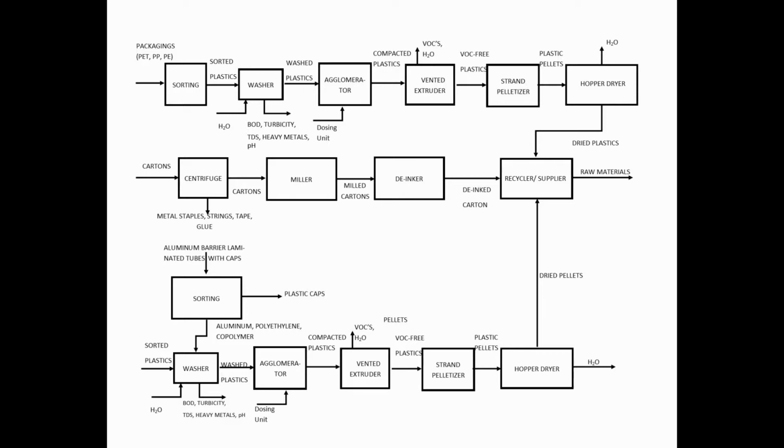The process includes collection of the solid waste, washing and shredding of the waste, agglomeration of waste, extrusion to remove volatile organic compounds, and conversion into pellets, where pellets are made into a new usable material.